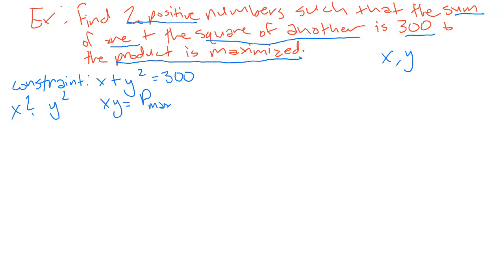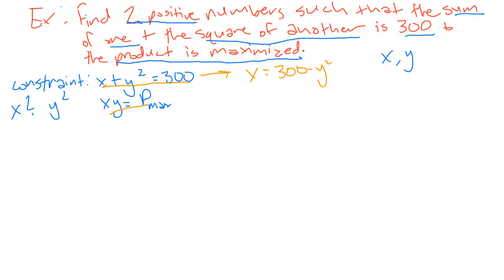All right, so now let's go on to step 4, which is relating functions to each other. The thing we're trying to optimize really is our product, xy. But we don't really know much about x or y. What we do know is x plus y squared equals 300. So we can play with this and say that x is equal to 300 minus y squared.